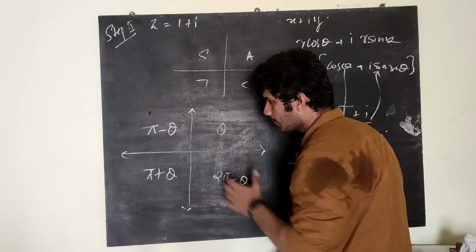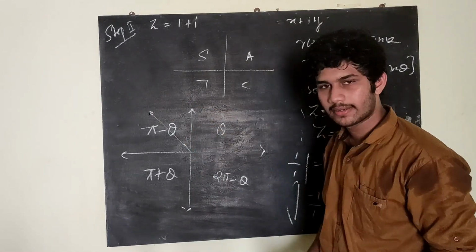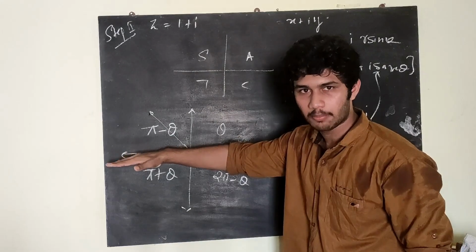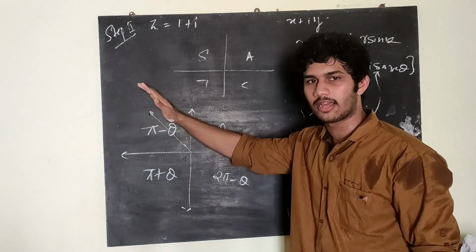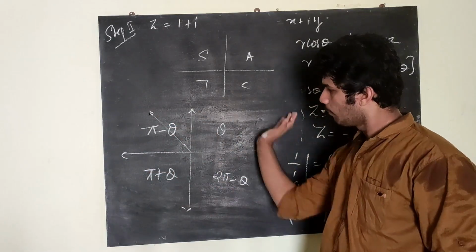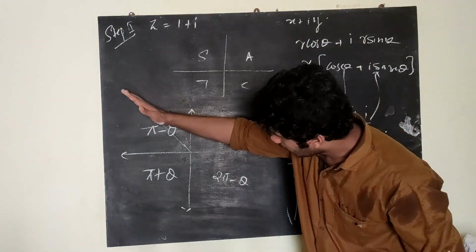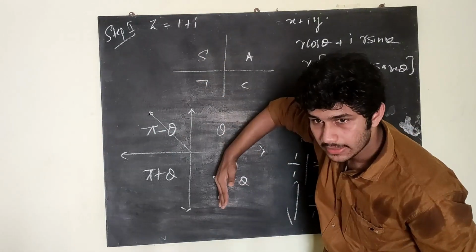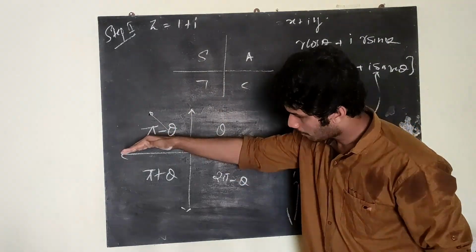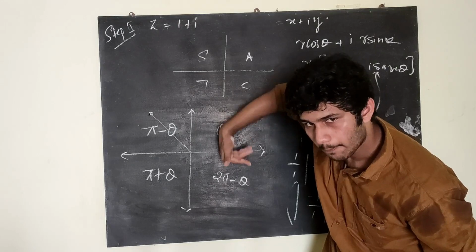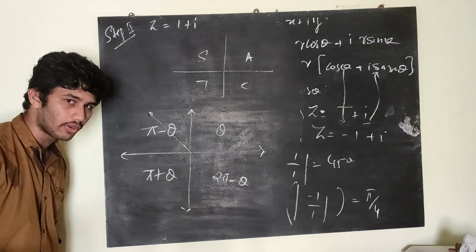If it was in the second quadrant, let's say somewhere over here, then I can say that it moves pi minus theta. Read after me. It moves till pi minus theta. If it was in the third quadrant, it moves till pi plus theta. If it was in the fourth quadrant, it moves till 2 pi minus theta. Right? So theta, pi minus theta, pi plus theta, and 2 pi minus theta. Hope you get it. So these are the steps for argument of a complex number.